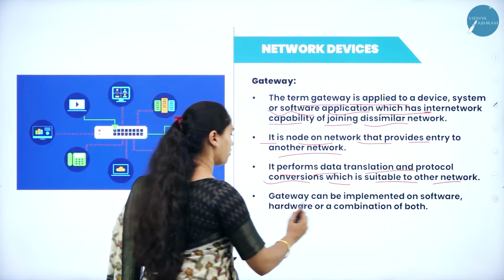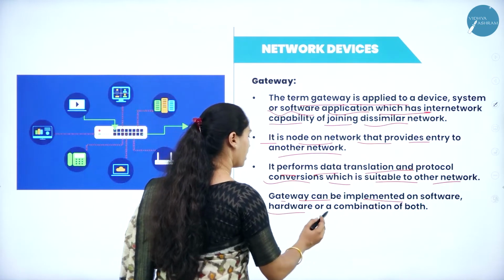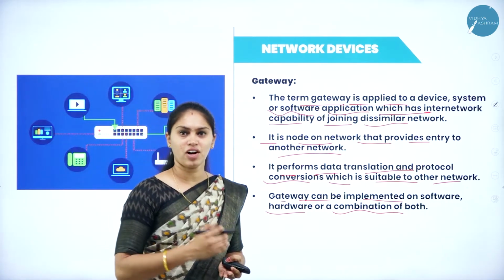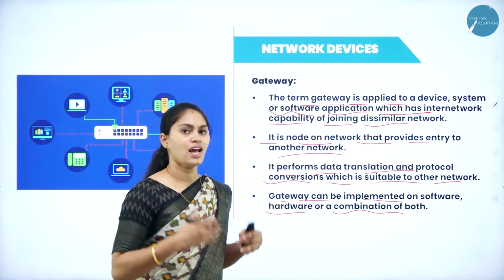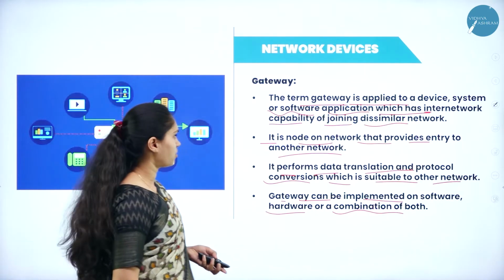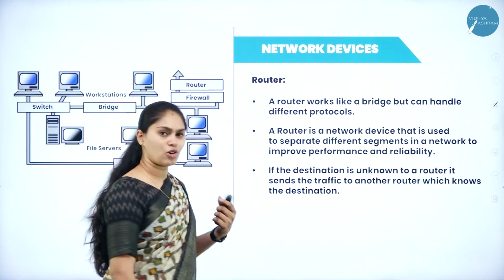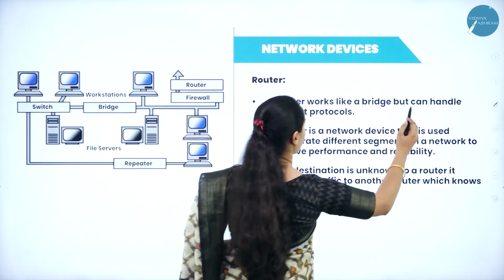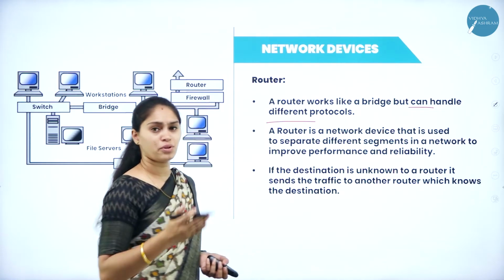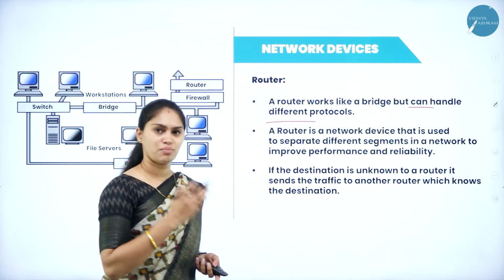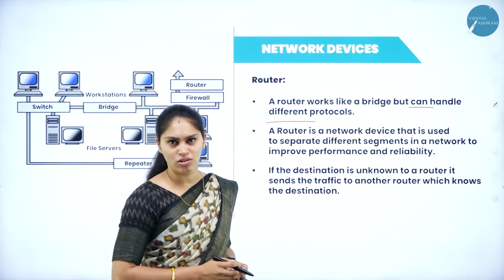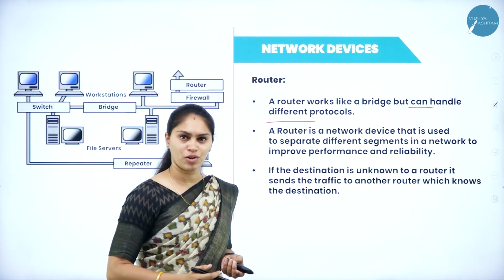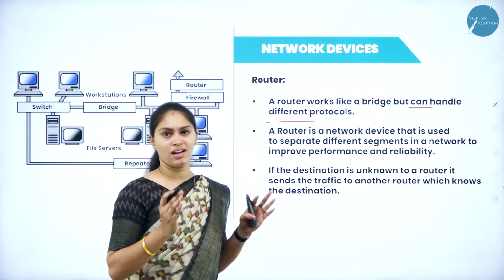Then also, gateway can be implemented on software, hardware, or even as a combination of both. So we can have a hardware gateway, also we can have a software gateway, and we can combine those two also. Next we have a router here. Router is also like a bridge. So it is going to have an intra-network connection. It can handle even different protocols. So here this bridge is going to handle the same protocol and this router is going to handle different protocols. Gateway is going to handle dissimilar networks.